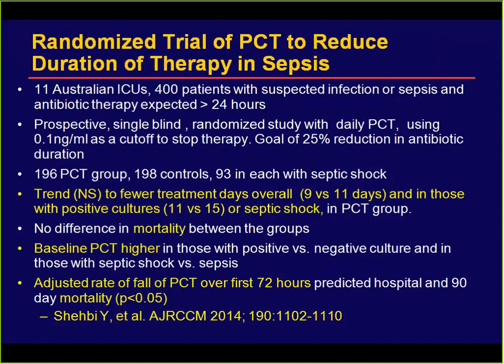There have also been other more recent studies that have looked specifically at duration of therapy and sepsis. And this was a study done from Australia in 11 ICUs, 400 patients with suspected infection or sepsis, and they were expected to get antibiotic therapy for at least 24 hours. It was a prospective randomized study where they measured procalcitonin daily. And again, I will give you an editorial comment about this study design.